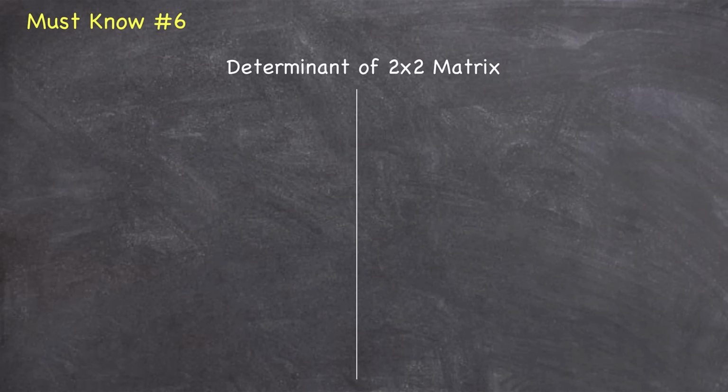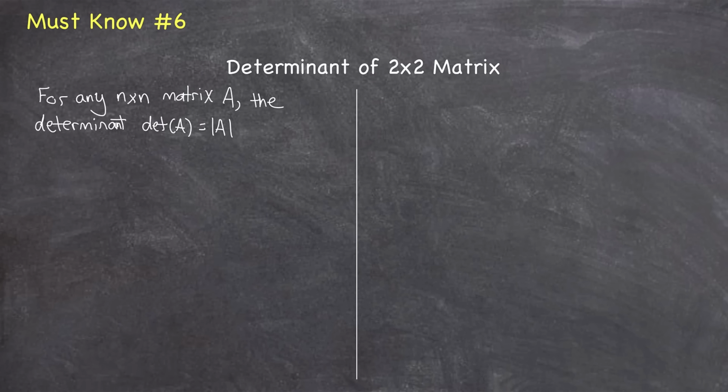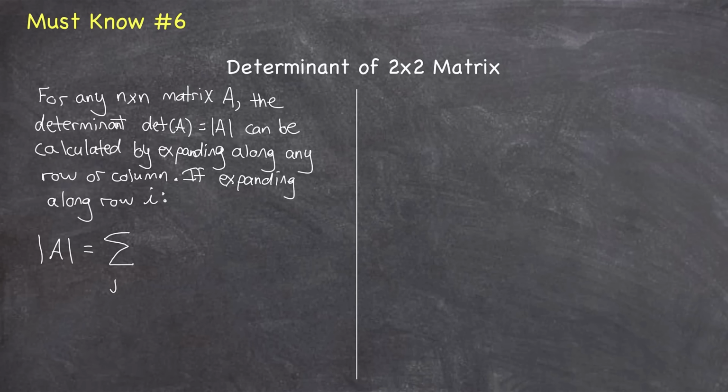Let's start by defining a determinant. For any square matrix, so for any n by n matrix, we'll call it matrix A, the determinant of matrix A, which has a couple different notations, can be calculated by expanding along any row or column. If we're expanding along row i, the formula for calculating the determinant of A would equal the sum from j equals 1 to n of the product of each element in row i, so aij, with its corresponding cofactor.